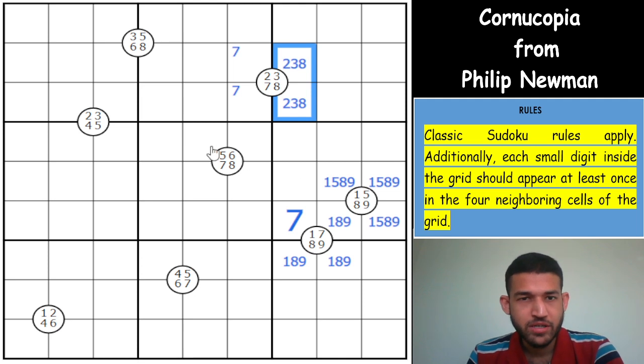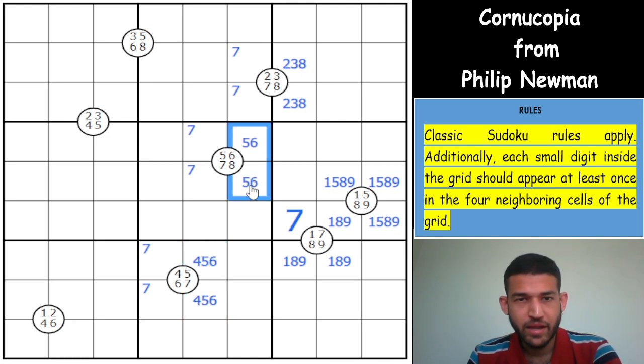And look at this 2x2 area, 7 is in here, so 7 goes in here. And similarly look at this 2x2 area, 7 goes in here. So which means this would be a 4, 5 and 6. This would be a 5, 6 and 8.